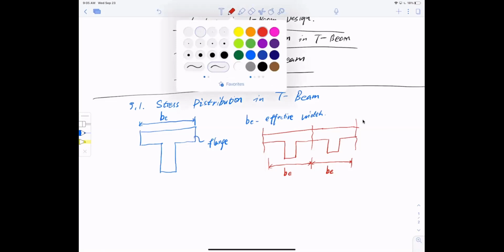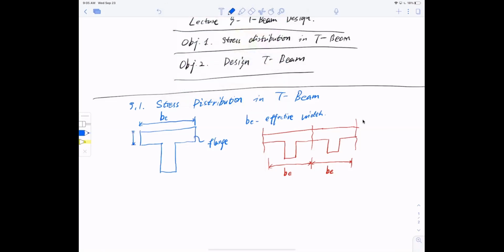With that, we also have the height of the flange. We call it HF, height of the flange. And we have the width of the bottom rectangular part. We call it BW, the web width. Also we still have the height, and if we have bars, we also have the depth. So this is the geometry of our T-beam.